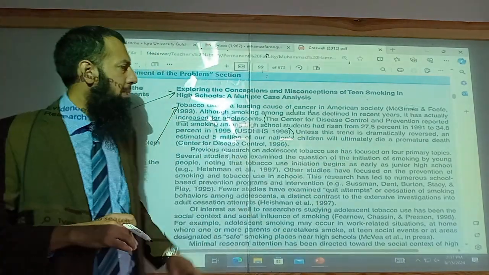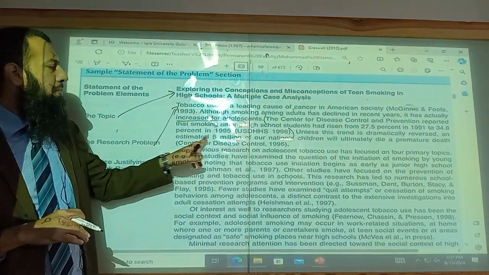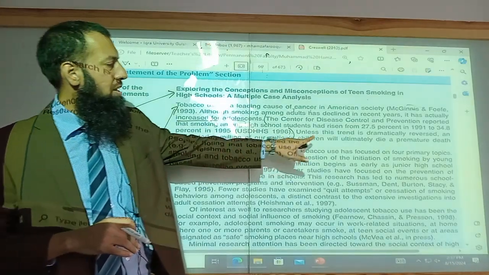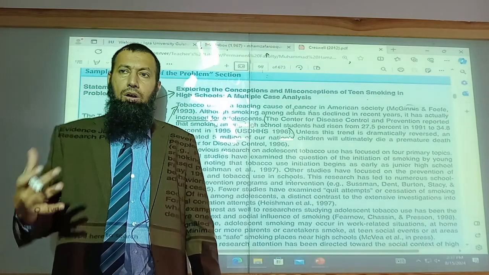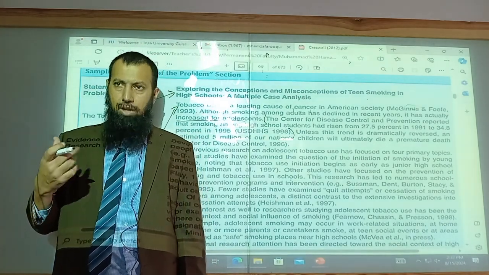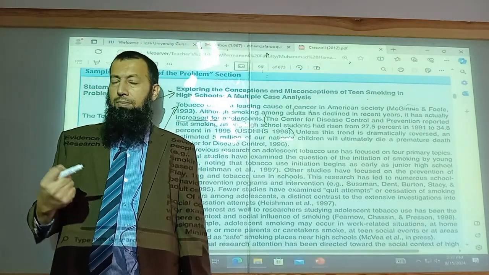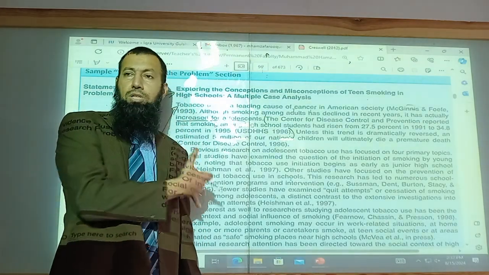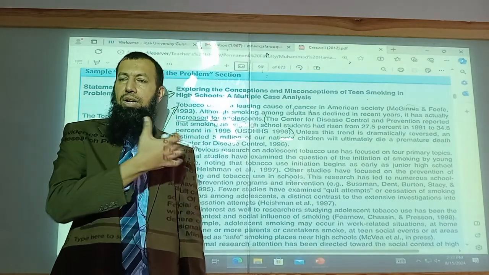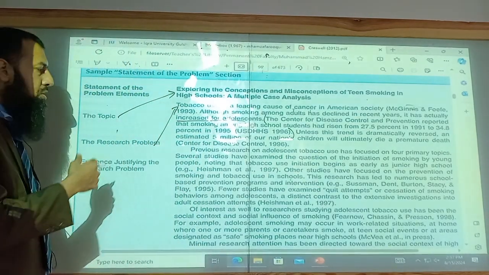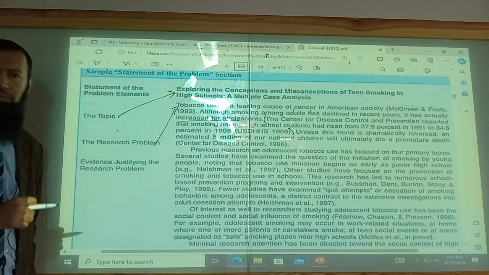Unless this trend is dramatically reversed, an estimated 5 million of our nation's children will ultimately die at premature age. So you see the criticality of the problem. This is a very crucial problem. It has to be resolved. So this research has so much significance. So you see the research problem is there and with the great significance. So that's how you define the research problem.